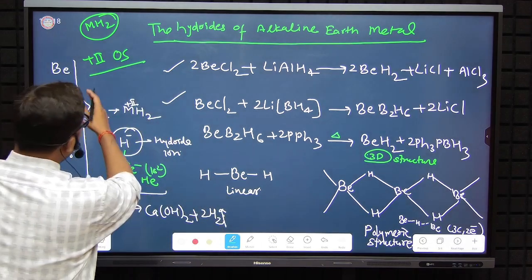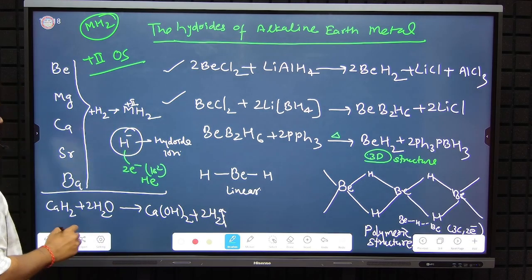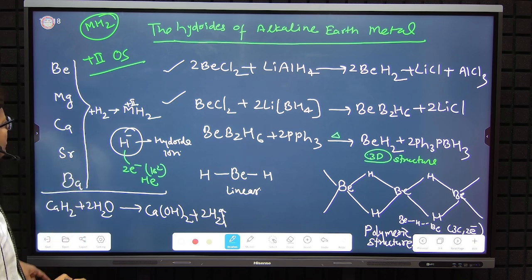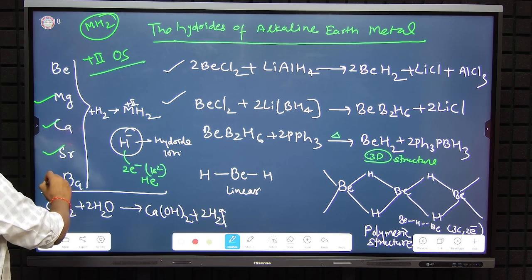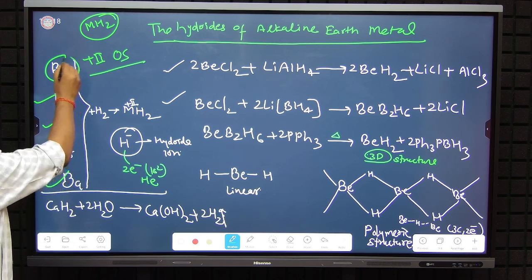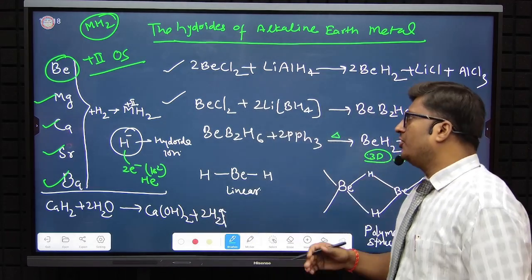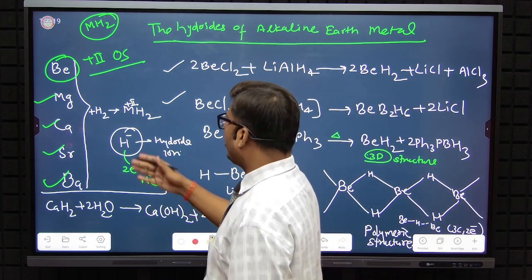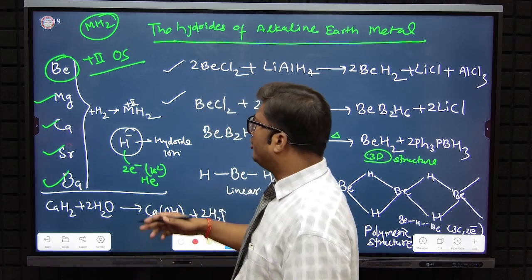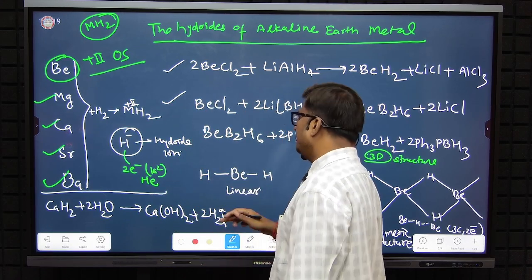So, once these metals combine with hydrogen gas, they form metal hydrides. In contrast to these metals, beryllium does not react directly with hydrogen because beryllium contains a passivation layer of its oxide on the surface. So, it is not reactive and is not able to react with hydrogen gas directly.